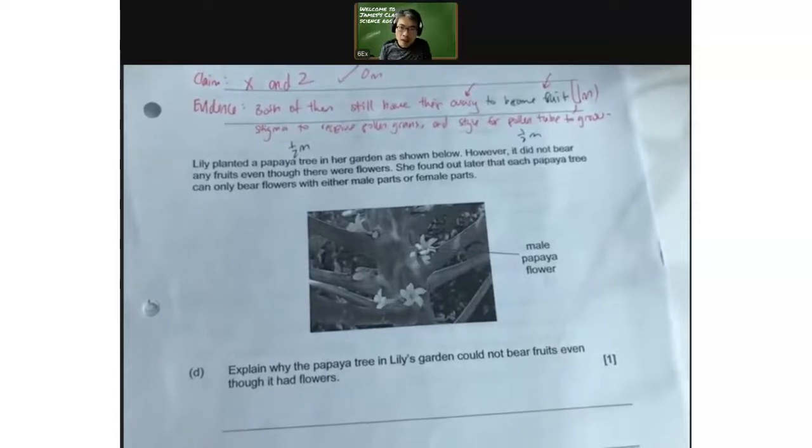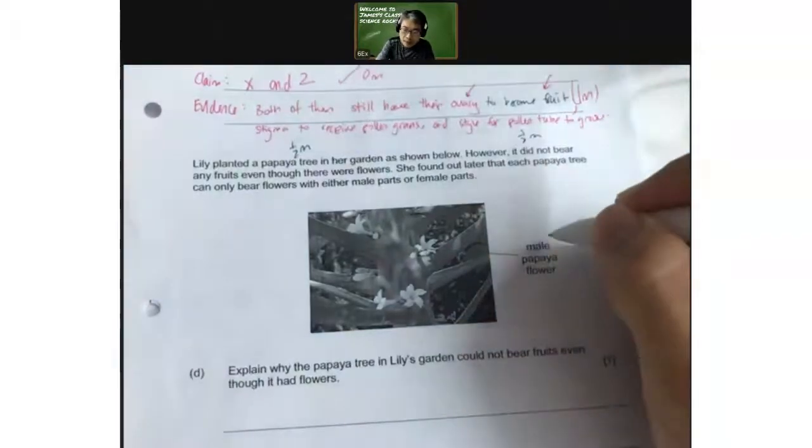Now, Lily planted a papaya tree in her garden as shown below. However, it did not bear any fruits, even though there were flowers. There were flowers, so it is a flowering plant. Later on, she found out that each papaya tree can only bear flowers with only one kind of gender. Either a papaya tree with all male parts, meaning the anther and the filament, or the flowers will only have female parts, meaning stigma, style, ovary, ovule. So why is it that the tree in Lily's garden could not bear fruits?